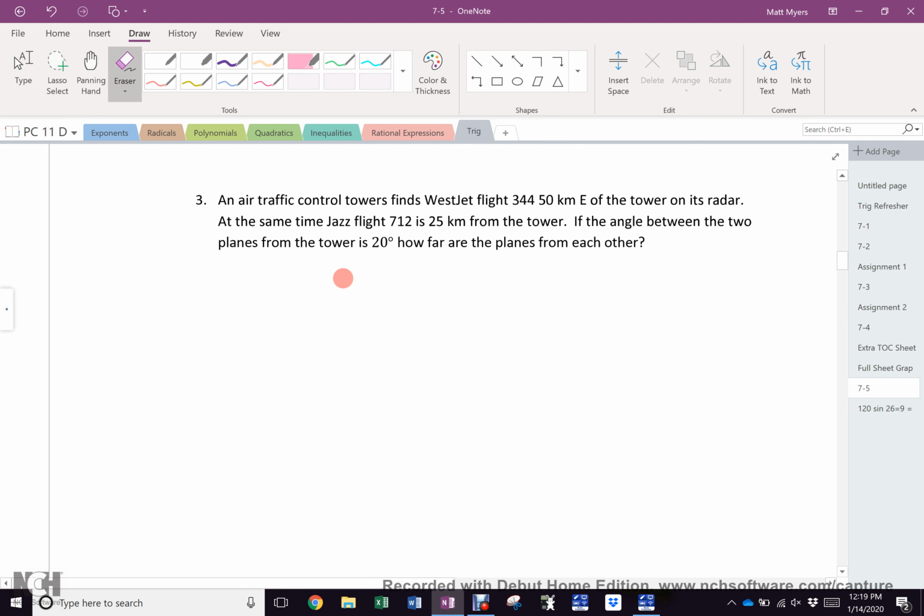So anyway, there's a tower. Where's the WestJet flight? Oh, actually, no. Stop for a sec. Draw a line right there.